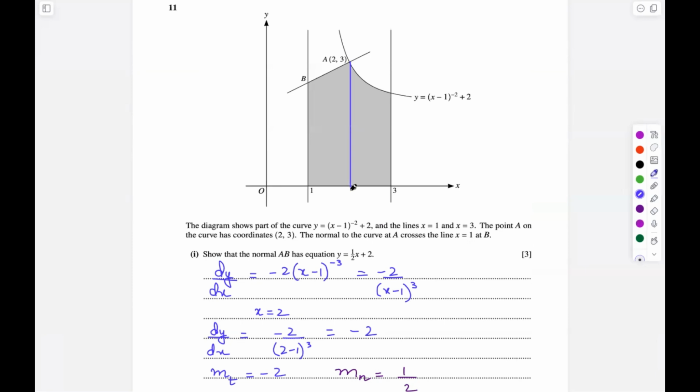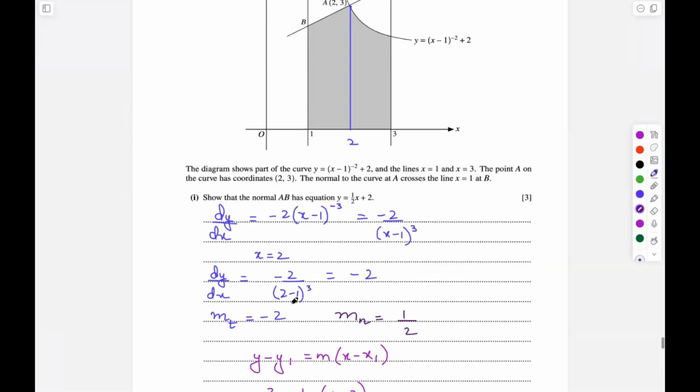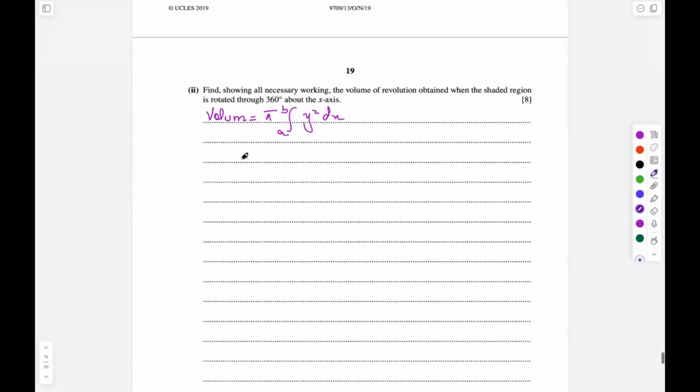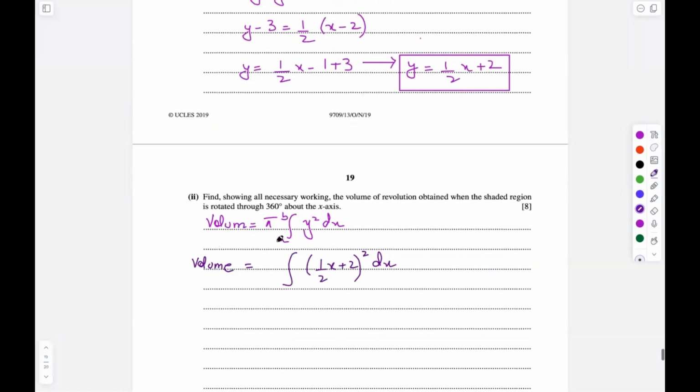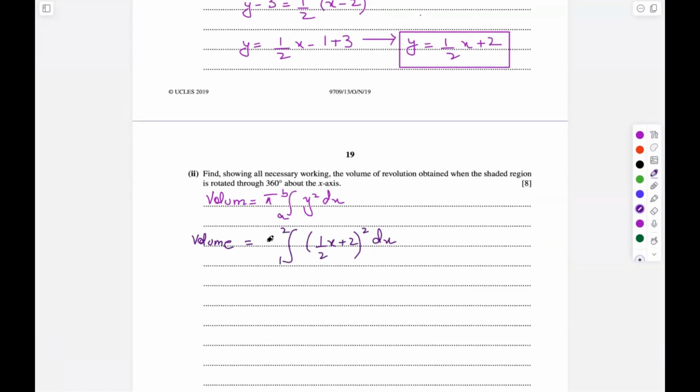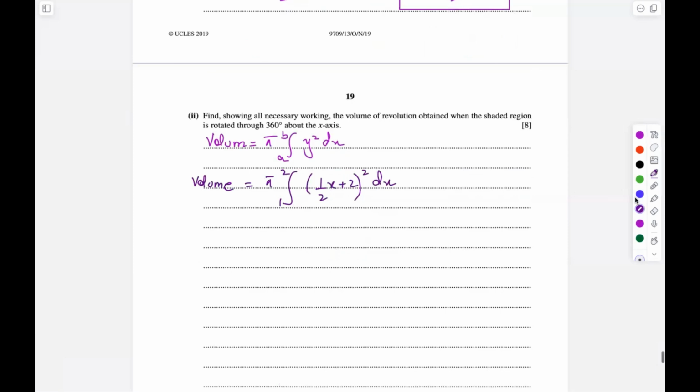We know that this coordinate will be 2. So we can first find the volume under the line and then the volume under the curve, and then add the two volumes to get the volume under the shaded region. Now we already have the equation of the line, which is half x plus 2. So to find the volume under the line, the volume will be equal to the integral of (half x plus 2) whole squared dx, and the limits will be the upper limit, which will be 2, and the lower limit will be 1. And we'll add pi to the final answer once we have applied the limits.